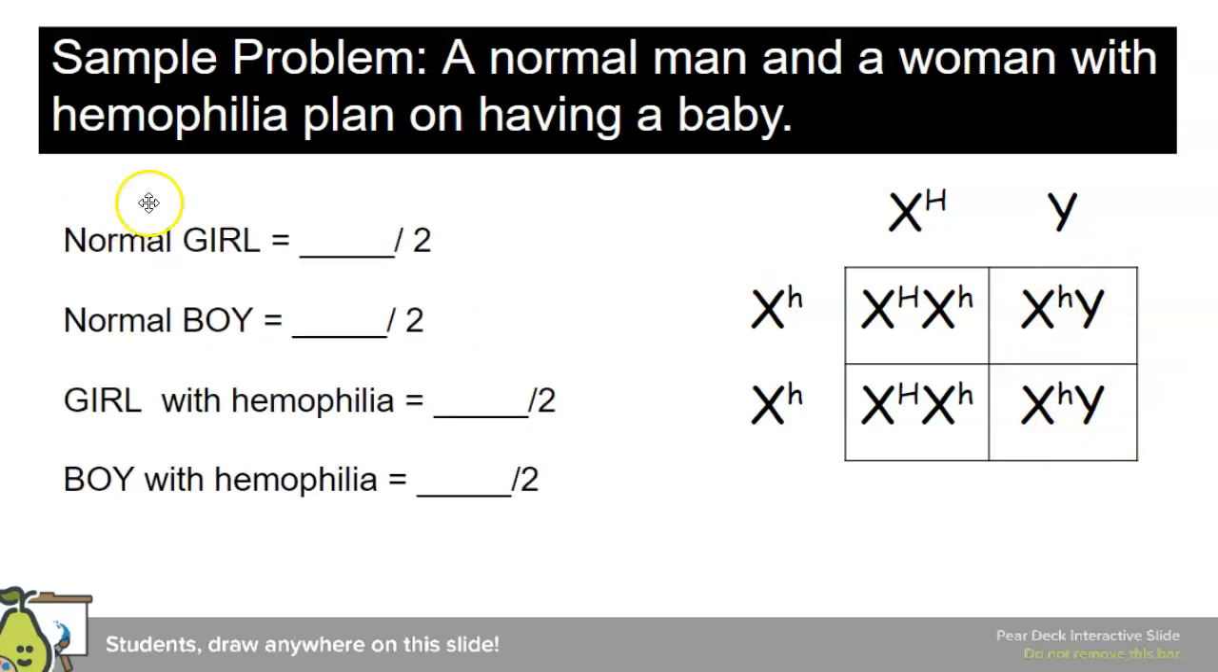Let's say I ask about the girls. How many girls are there in this Punnett square? There's only 2. How many of the girls are going to be normal? Both of them are going to be normal because they have a capital letter, so this would be 2 out of 2. And boys, I've got 2 boys. Out of 2 boys, how many are going to be normal? None of them have a capital letter, so 0 out of 2 would be normal.